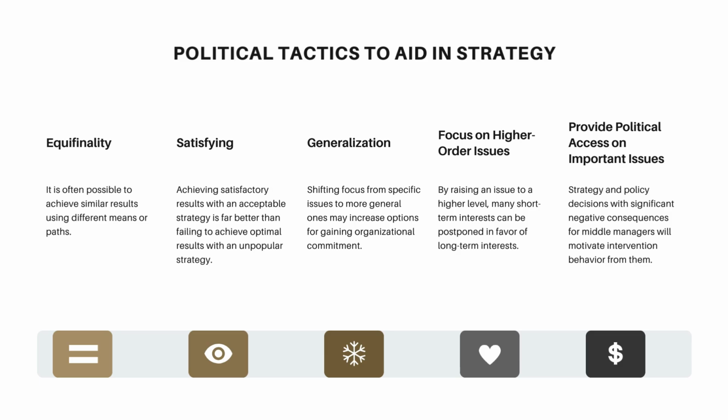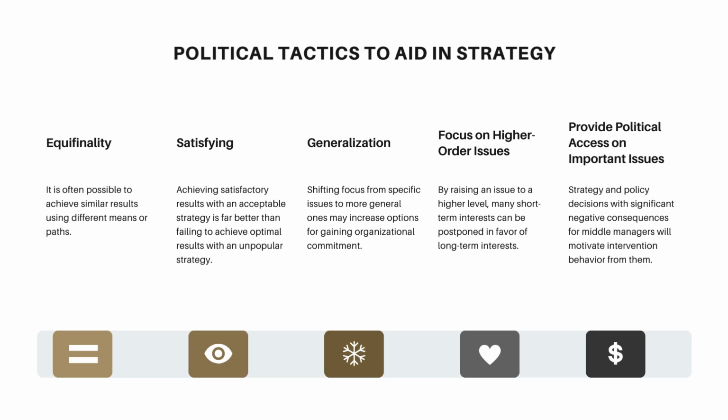Satisfying: achieving satisfactory results with an acceptable strategy is far better than failing to achieve optimal results with an unpopular strategy. Generalization: shifting focus from specific issues to more general ones may increase options for gaining organizational commitment. Focus on higher order issues. By raising an issue to a higher level, many short-term interests can be postponed in favor of long-term interest.